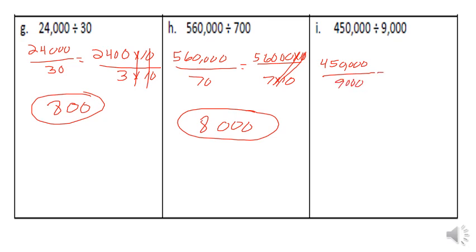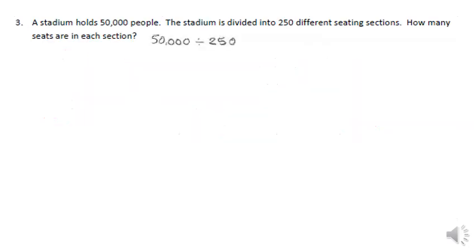450,000 divided by 9,000. Now I can see I can get a multiple of 1,000 out of there. So now that leaves me with 450 times 1,000 over 9 times 1,000. The thousands cancel out. Now 45 divided by 9 is 5 with a 0.